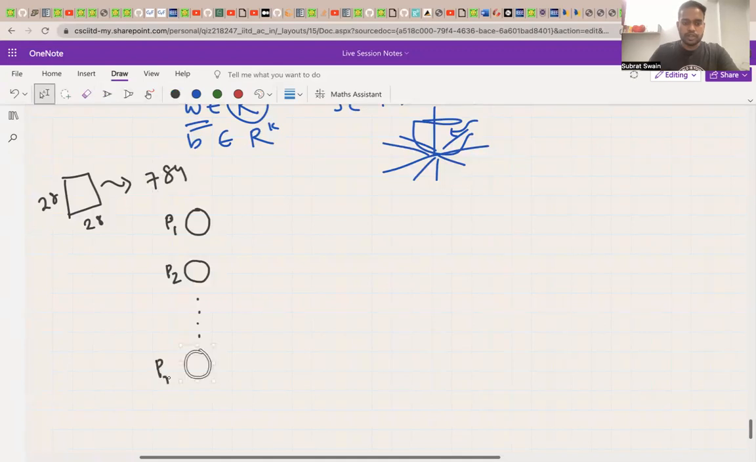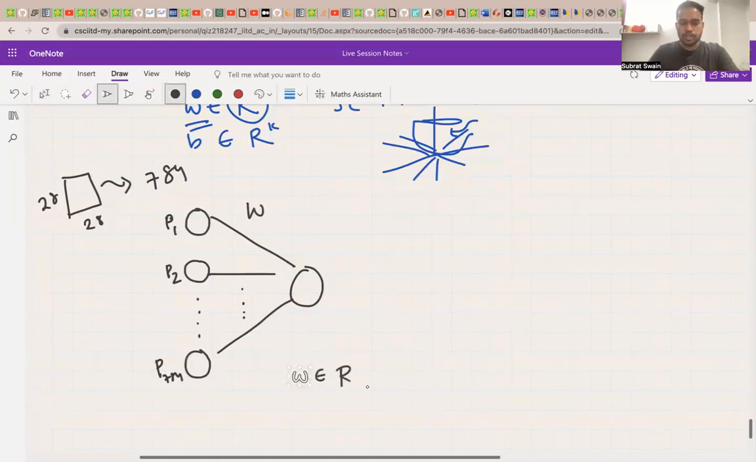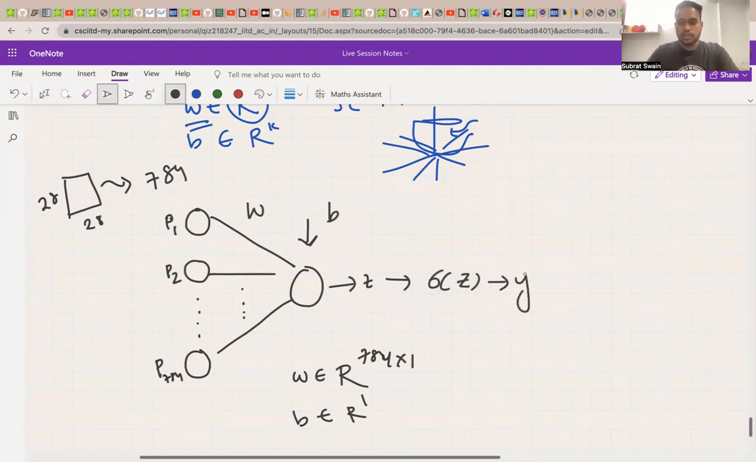So P784. So you have this, and these are the weights. The weight dimension will be 784 cross 1, and you are adding a bias B. The bias dimension is R to the power 1, and you are getting a Z here. Then you are applying a non-linearity on Z, and you are getting Y hat. So this is a neural network.